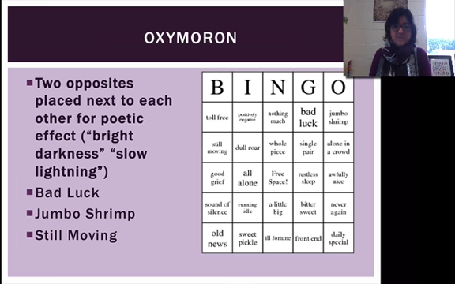The next word is oxymoron, and this is something I love about Shakespeare. He's so clever and witty with his language, so sometimes he uses oxymorons, and oxymorons are a language term. Basically, an oxymoron is when you put two opposites next to each other for a poetic effect. Like you might say bright darkness or slow lightning for a poetic effect. But some simple examples to help you remember what the term means are bad luck, jumbo shrimp, still moving. Notice how those two words are opposites, but you do still know what they convey, even though the language itself is opposites.